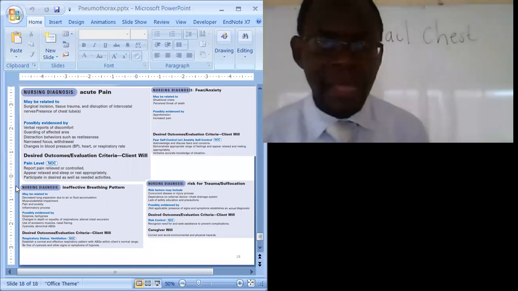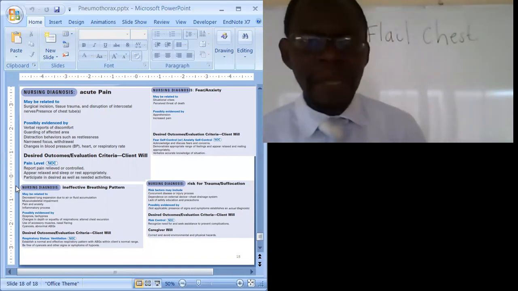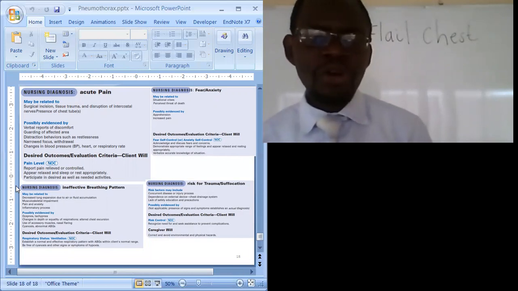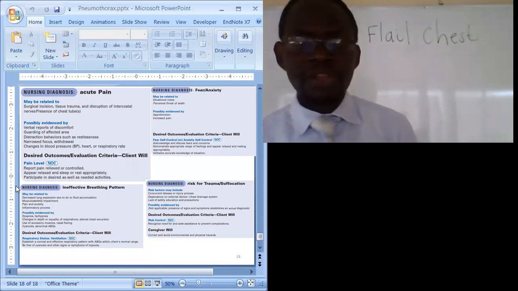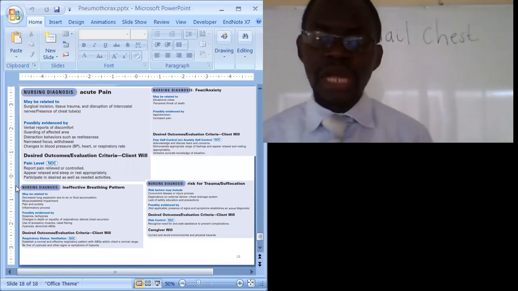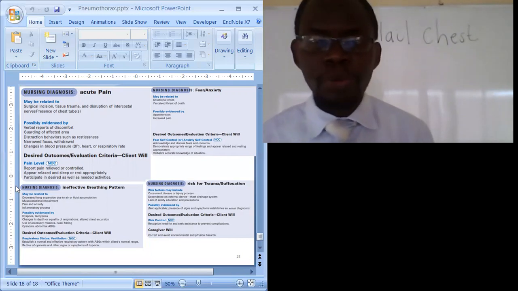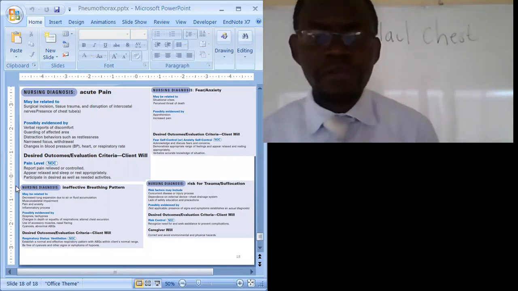And these are some of the diagnoses that you should be aware about. Acute pain. These people are in severe pain. So acute pain, fear and anxiety, risk for trauma, stroke, suffocation. Those are some of the nursing diagnoses that are evident in patients who have had trauma to the chest, or people who have pneumothorax or even a flail chest.